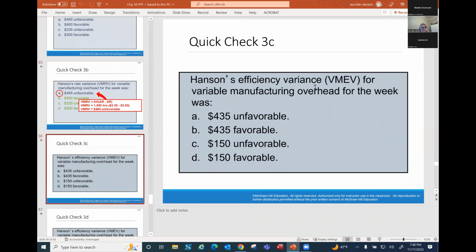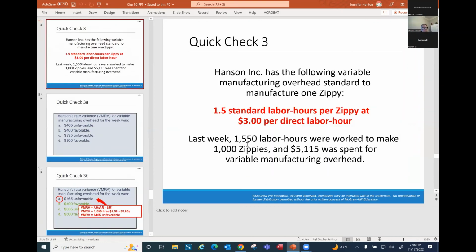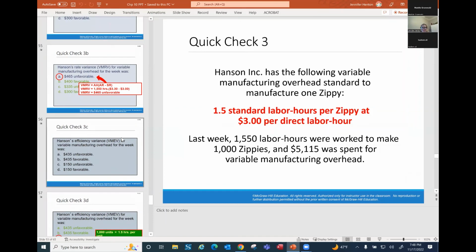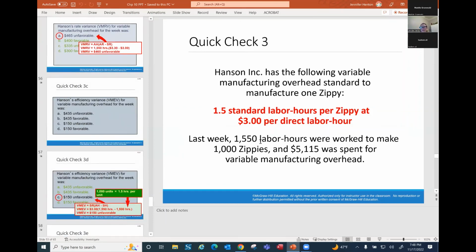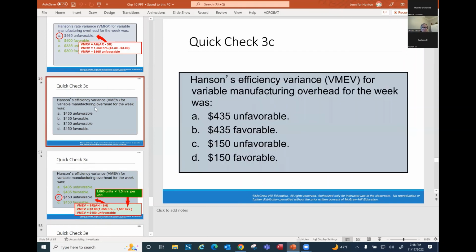So let's look at the efficiency variance for the variable manufacturing overhead. We have a standard rate of $3, which was given to us, and we want to multiply that by the difference between the actual hours and the standard hours. Our actual hours were 1,550. We produced 1,000 zippies, so I multiply that by the 1.5 to get 1,500. The difference between the 1,550 and the 1,500 is 50 hours, and I multiply that by the standard rate of 3, which gives me $150.